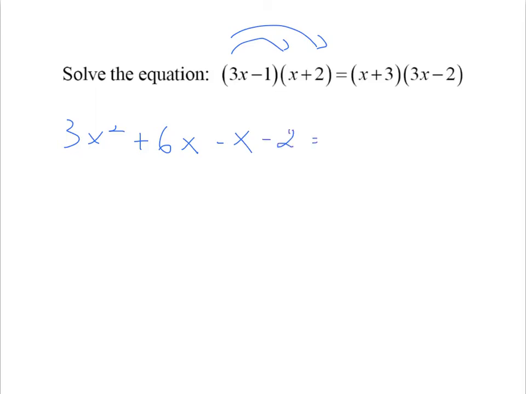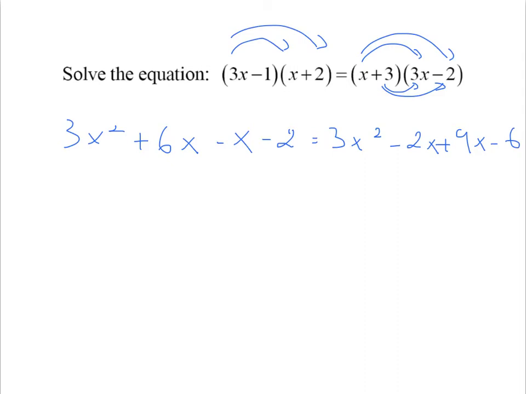All right, so x times 3x again here, right? Same way. So x times 3x will be 3x squared, and x times negative 2 is negative 2x, 3 times 3x is 9x, and 3 times negative 2 is negative 6 here. Okay.